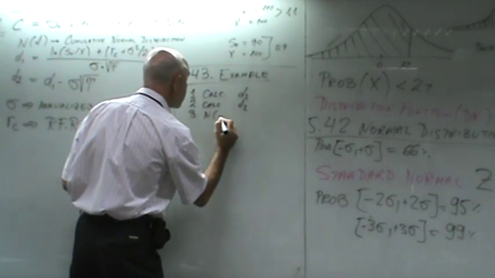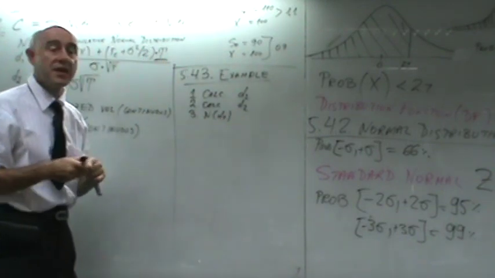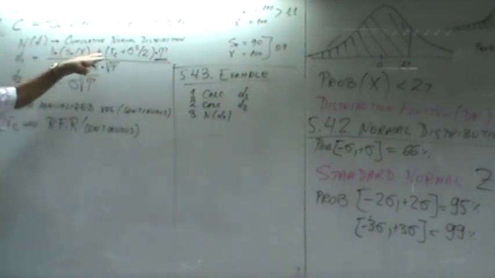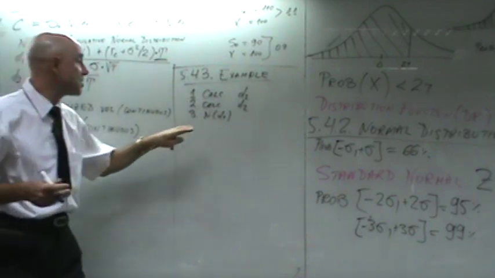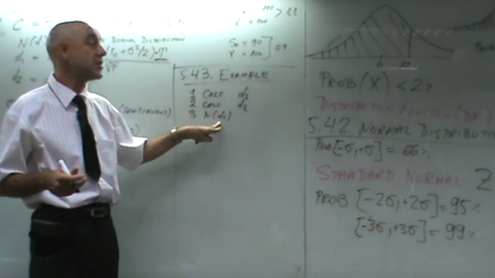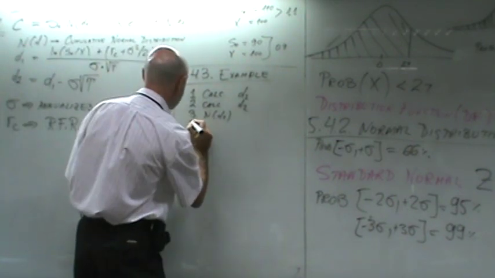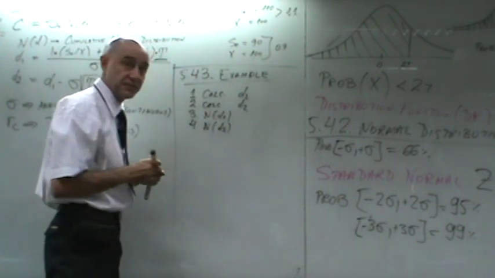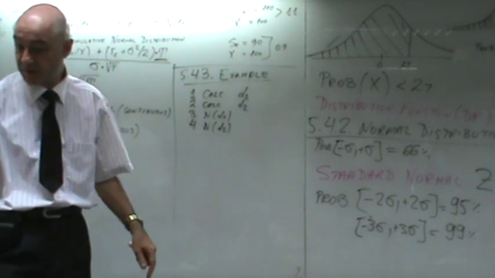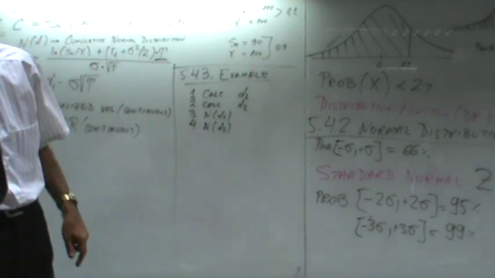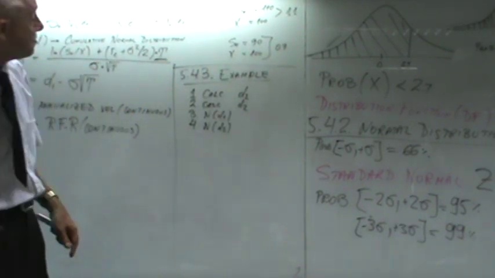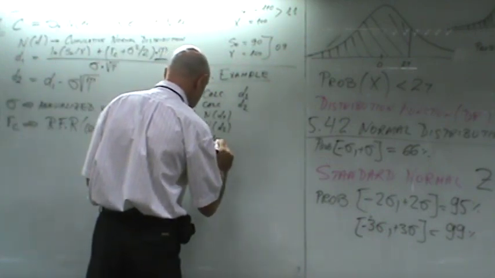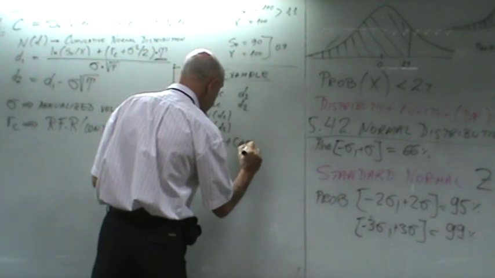you do N of D1. Because D1 is normalized, that's what this normalization is doing over here. Because it's normalizing, you look at N D1 and just look at the probability for D1. And you look at the probability for D2. You just look it up in the table from the one that we have. And after that, you just plug in, calculate.